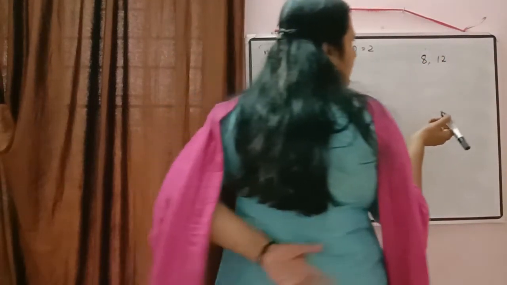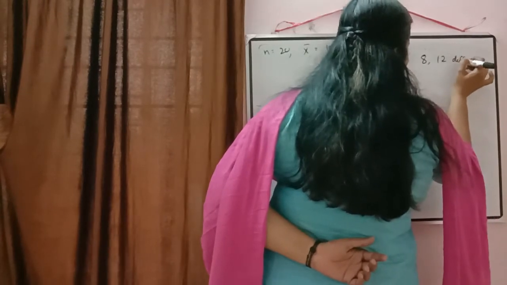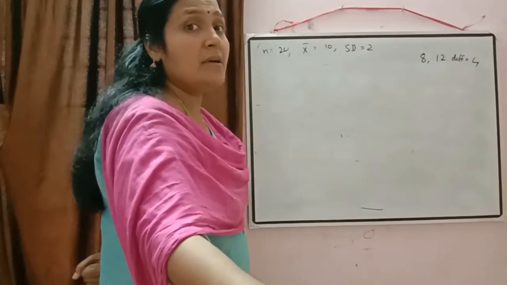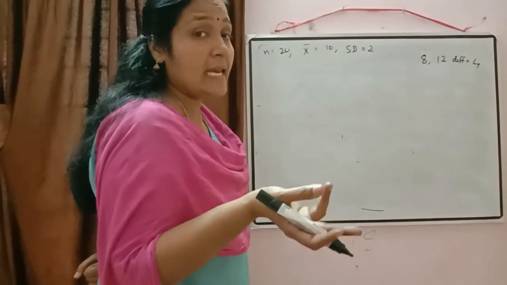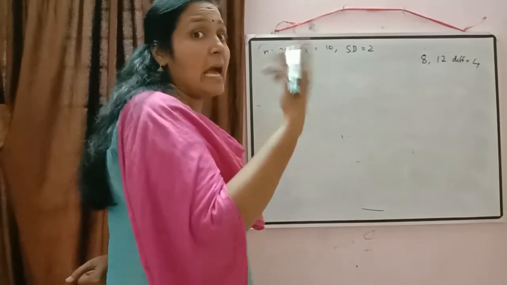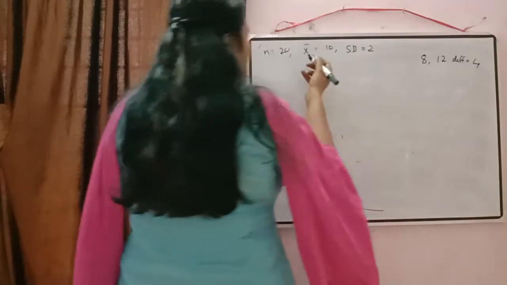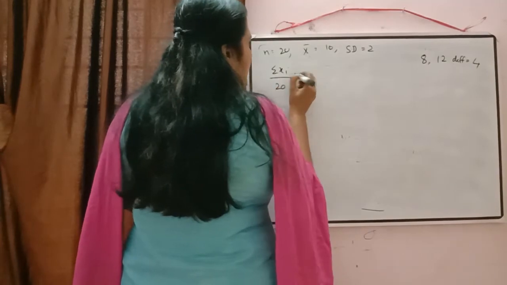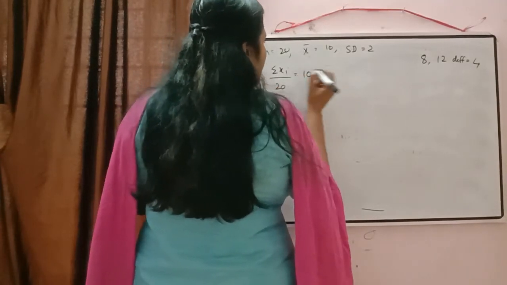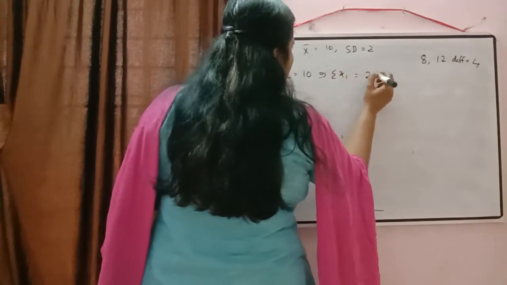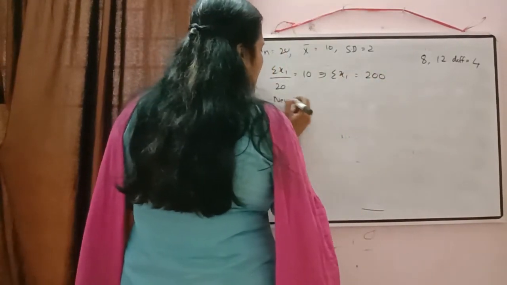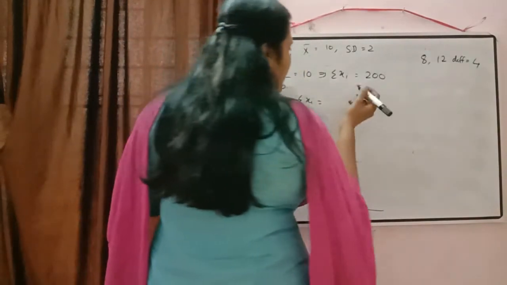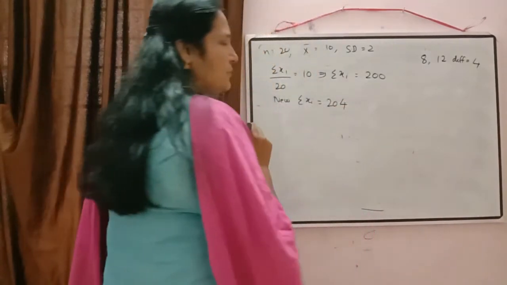What is the difference between 12 and 8? Yes, the difference is equal to 4. So in place of 8, if I write 12, what change will come in the total? Yes, my total will get increased by 4. So we'll add 4 to the total. Once again, first we can start with the mean. x bar, sigma xi by 20 is equal to 10, which is given. So from here we will get sigma xi is equal to 200. Now we'll write down the new sigma xi. My total will get increased by 4, so our new sigma xi will be equal to 204.